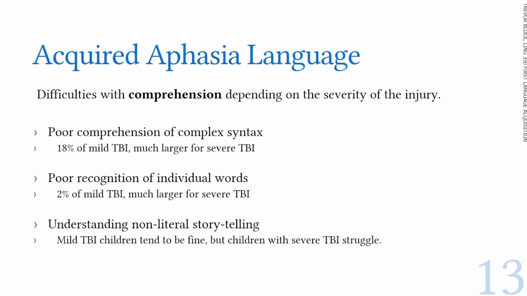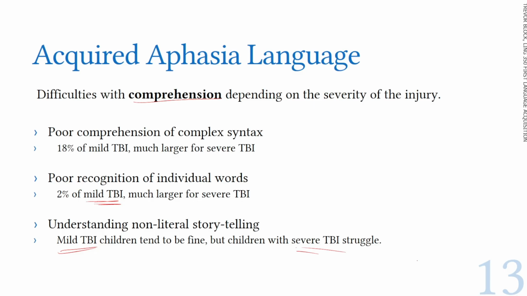So there are some common trends that we see with people with acquired aphasia. One is difficulties with comprehension depending on the severity of the injury. So if there's mild TBI, usually this isn't too bad. Not too many people are affected, but with severe TBI, there is a much greater population that experiences these issues. So one is poor comprehension of complex syntax. You might think like relative clauses or longer sentences with multiple dependencies. Some people with severe TBI have a lot of issues with recognition for words, while very few people with mild TBI experience this. And understanding non-literal storytelling. So again, with mild TBI, this is not really an issue for too many people, but with severe TBI, there's a lot of issues with just understanding non-literal meaning.